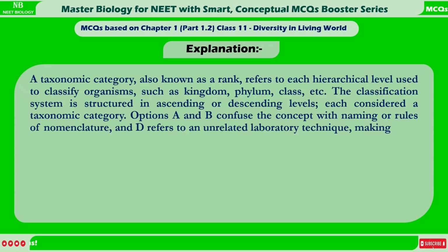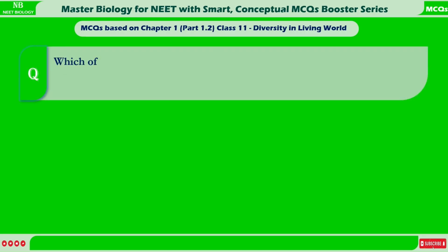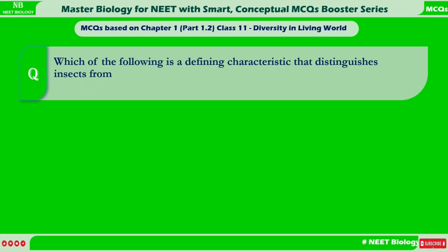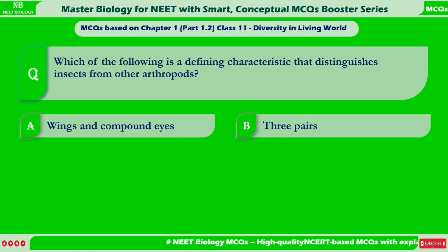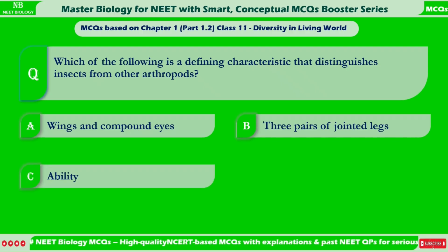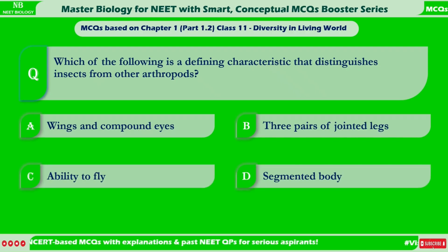Which of the following is a defining characteristic that distinguishes insects from other arthropods? A. Wings and compound eyes. B. 3 pairs of jointed legs. C. Ability to fly. D. Segmented body.